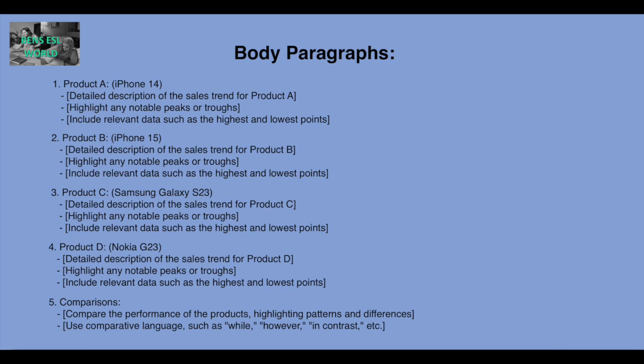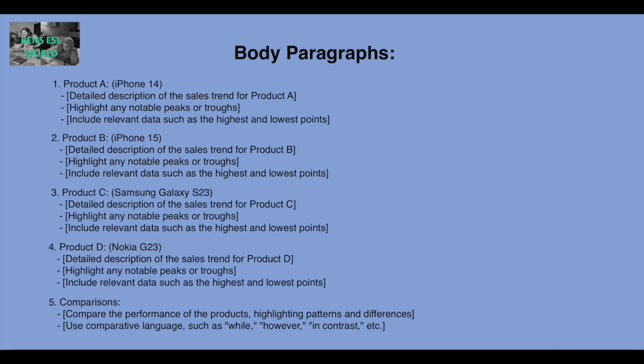Body paragraphs. 1. Product A, iPhone 14. Detailed description of the sales trend for Product A. Highlight any notable peaks or troughs. Include relevant data such as the highest and lowest points. 2. Product B, iPhone 15. Detailed description of the sales trend for Product B. Highlight any notable peaks or troughs. Include relevant data such as the highest and lowest points.